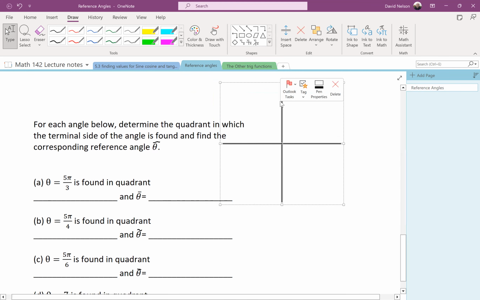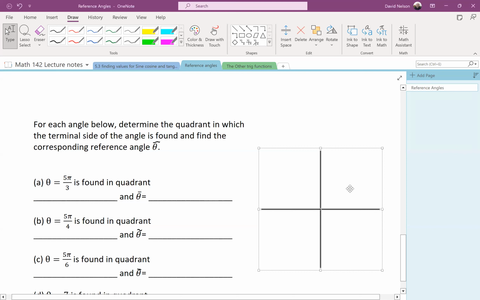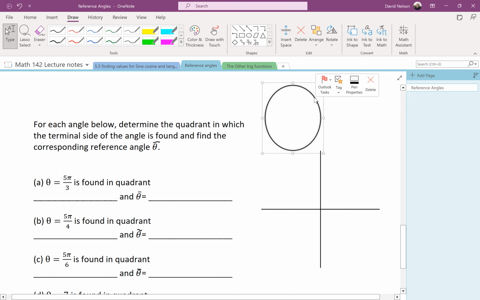We'll get us a coordinate system. Let's move it down over this way instead. We're gonna have a circle in there. Let's draw us a circle. Well, the circle is just sort of a reference. Do I need the circle? Nah, let's do it without the circle. Okay, and so we're trying to figure out where these quadrants are.